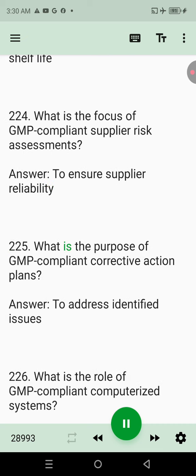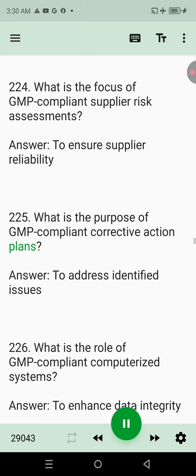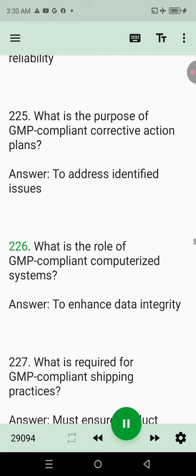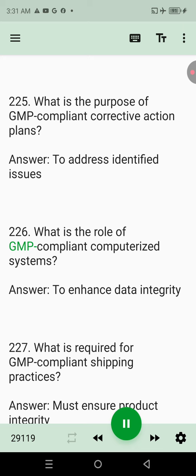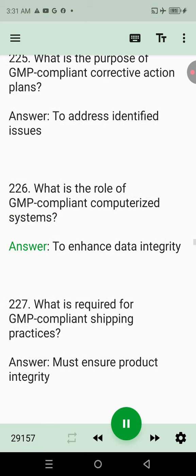225. What is the purpose of GMP-compliant corrective action plans? Answer: to address identified issues. 226. What is the role of GMP-compliant computerized systems? Answer: to enhance data integrity.